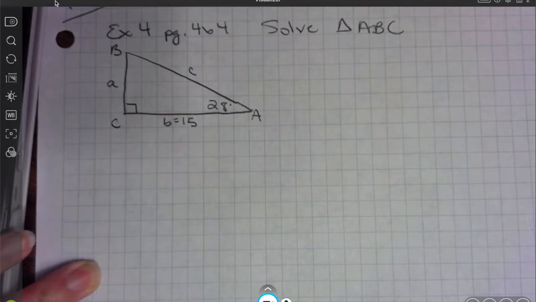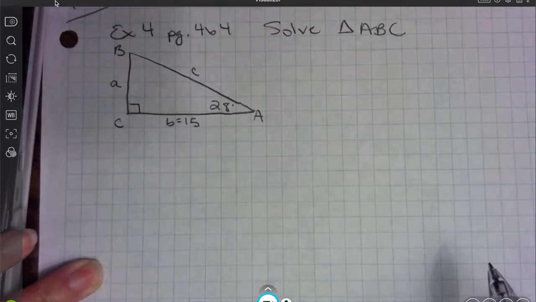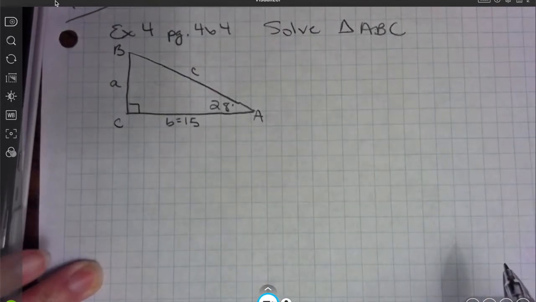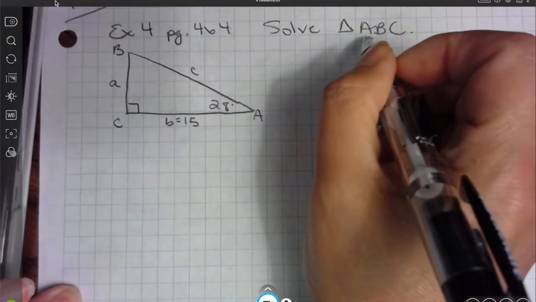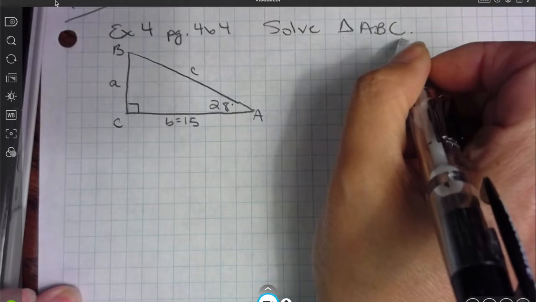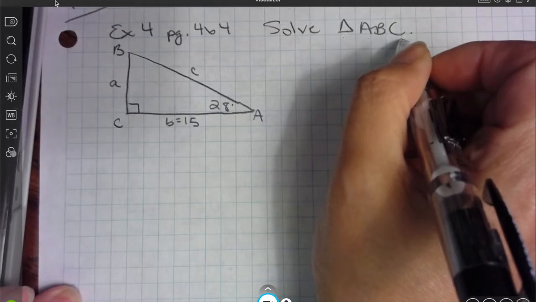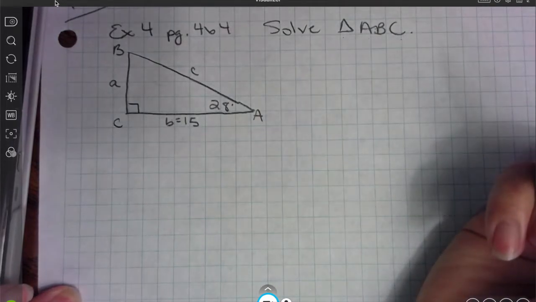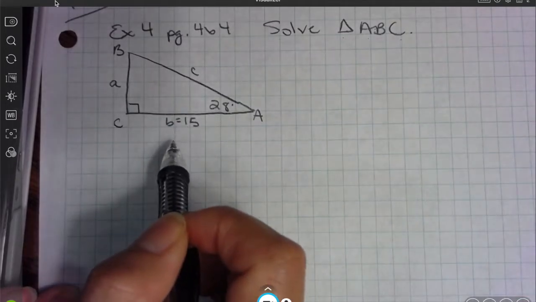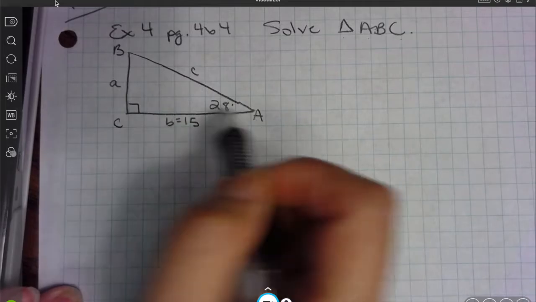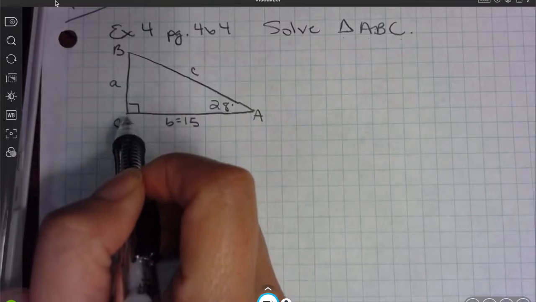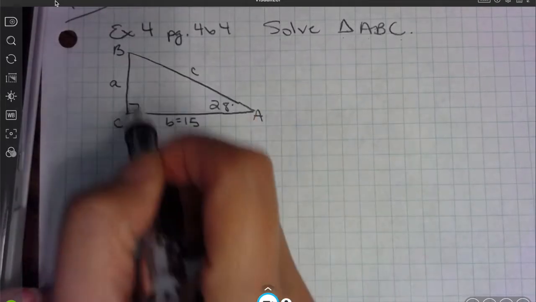Real example 4 on page 464. The last one I made the mistake and I said it was example 4, but it was really example 3. Okay, so when you get directions that say solve triangle ABC, you were looking for 6 different answers, okay? And if you looked at the diagram that I drew versus the diagram that's in the book, it's the same diagram, but I just oriented it so that it was in the orientation that I like.